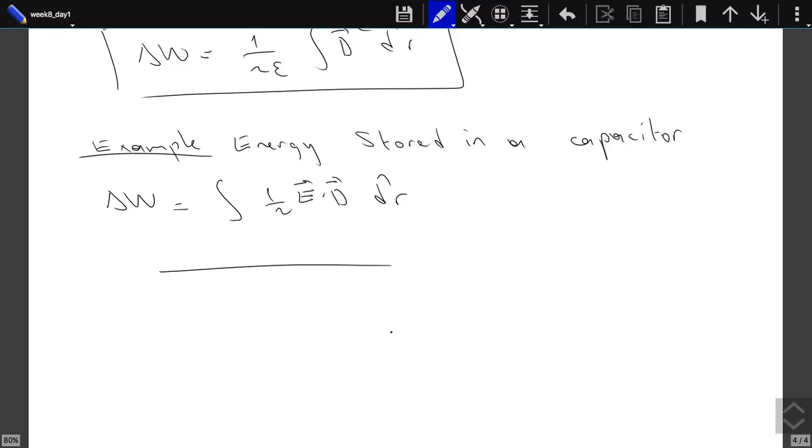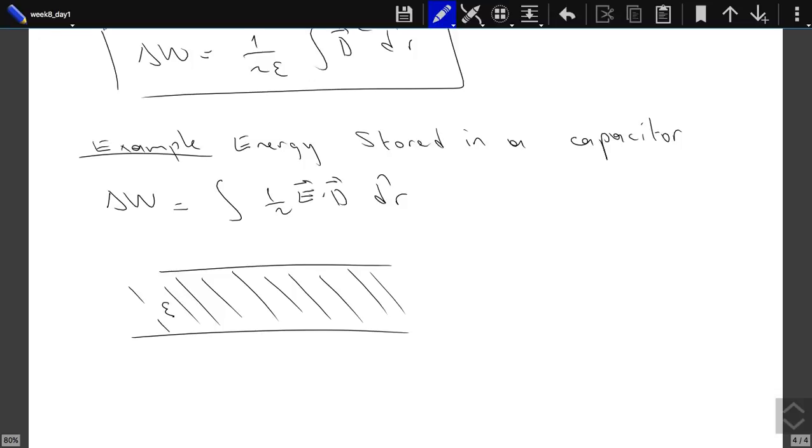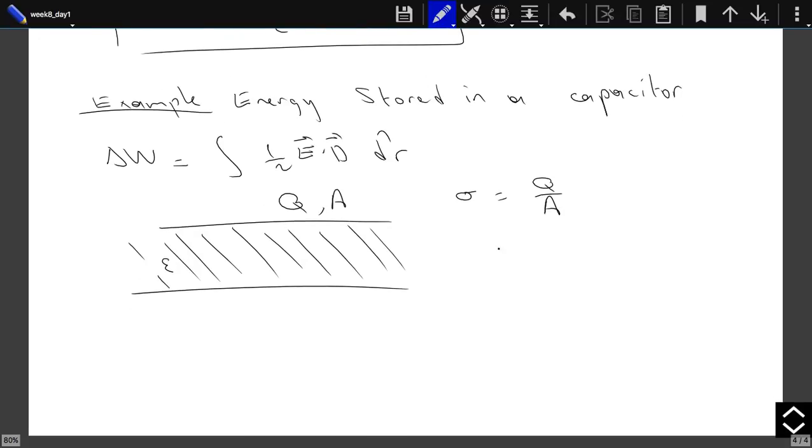Well, what do we know? This is the capacitor we have, assuming it's almost infinite. Inside we have this dielectric with dielectric constant, let's say epsilon. There is a total charge Q, and the area of this plate, let's just call it A. And we also have the surface charge density. It would be just Q over A. And the displacement field, or the electric field, will be just sigma over epsilon. This will be the magnitude of the electric field.